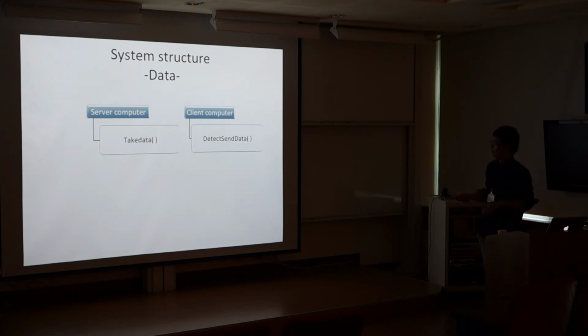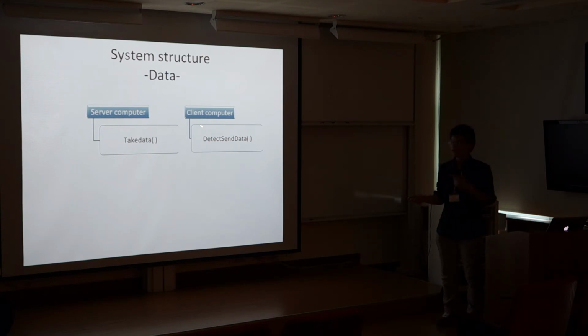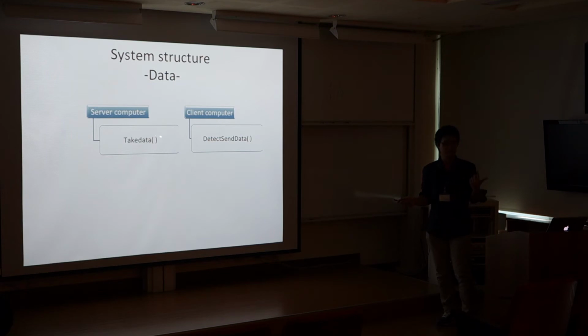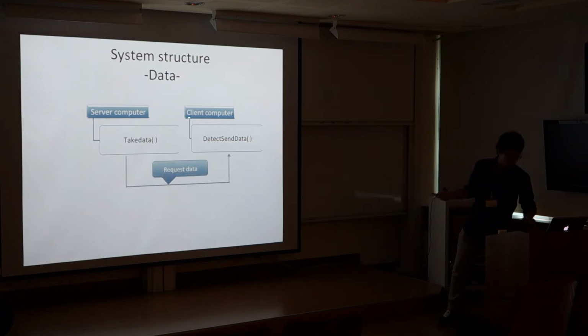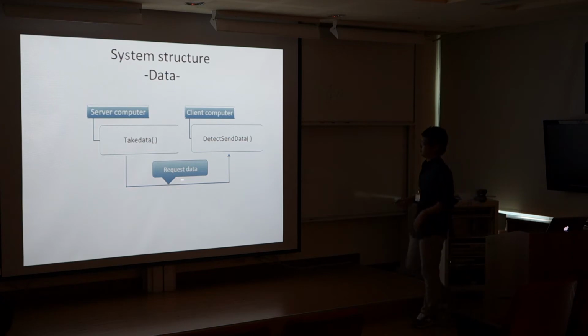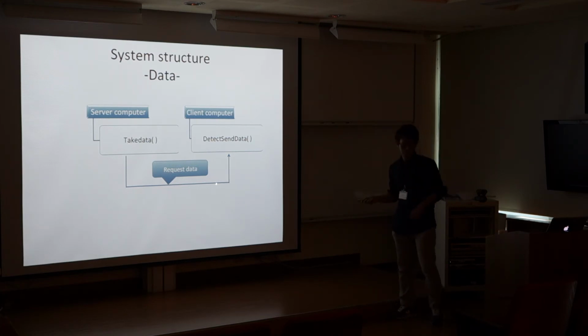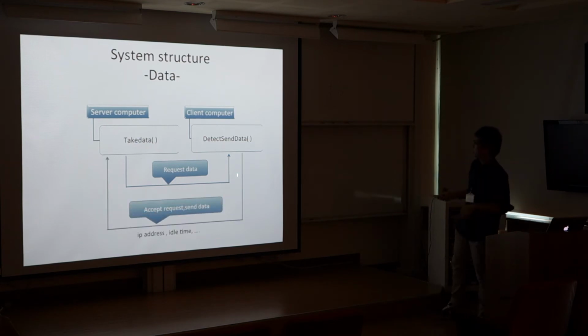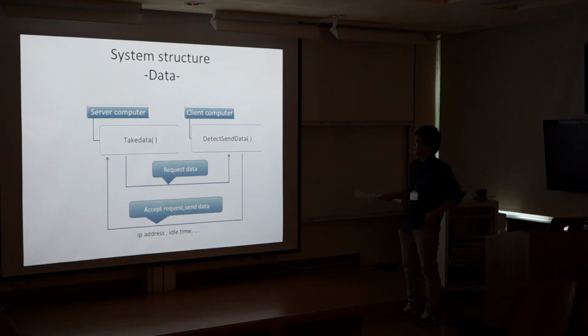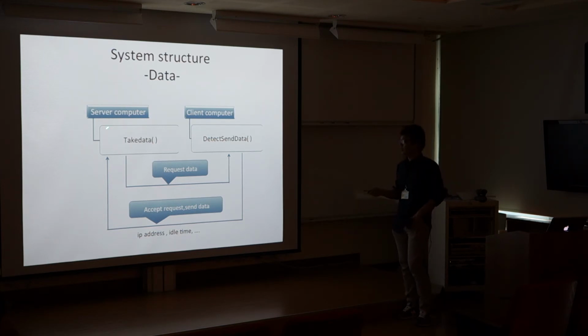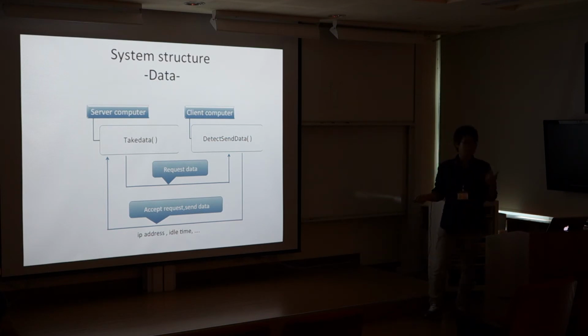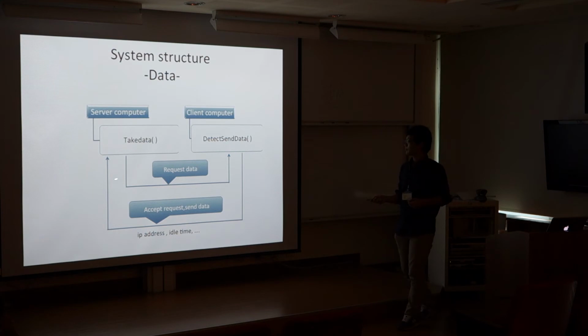Now, let's talk about data. When the server makes any decision, the server needs to know the current condition, so the server needs to take data. First, if the server computer needs to know the current condition of a client computer, it will send a request to the client computer. And then, after the client computer receives this message, it will accept and send information to the server. What kind of information will be sent? Like IP address, MAC address, and the idle time.